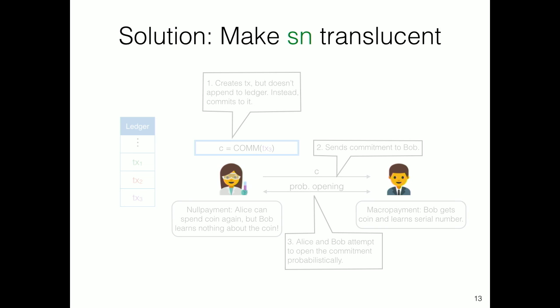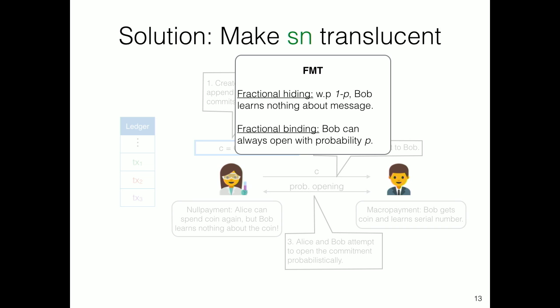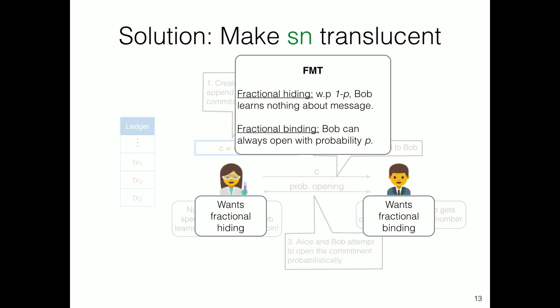Our primary tool for this probabilistic opening is a fractional message transfer, FMT, scheme, which gives us two properties. Fractional hiding, which means that Bob learns the message only with probability P, and otherwise he learns nothing. The ciphertext looks like encryption of a random string. And fractional binding, which means that Alice can't somehow malleate the ciphertext to lower the probability that Bob can open the ciphertext. So Alice wants fractional hiding, and Bob wants fractional binding, and so FMT is essentially the perfect tool for our scenario. And we construct FMT schemes using standard crypto assumptions like DDH and random oracle, and it's a two-message scheme. I don't know if you can go lower than that.